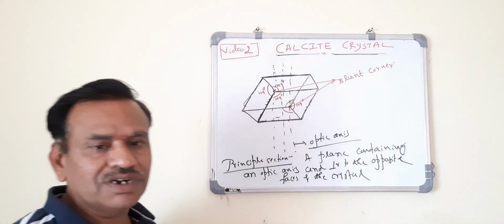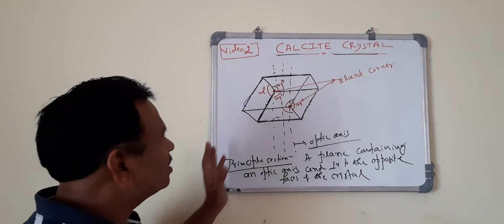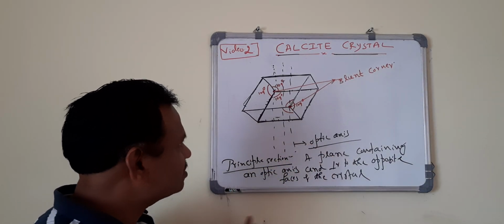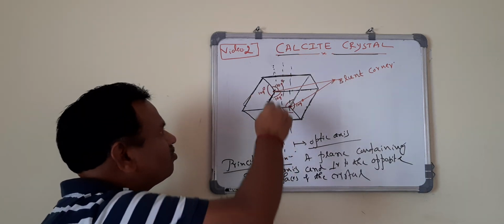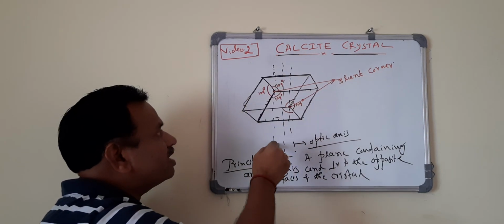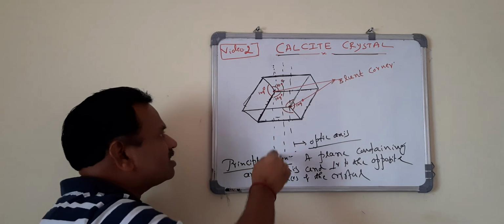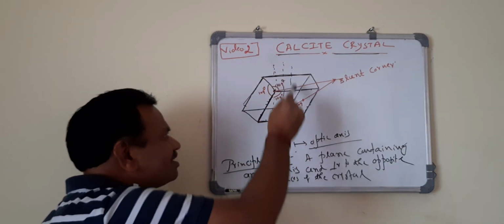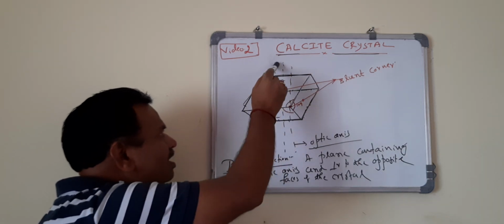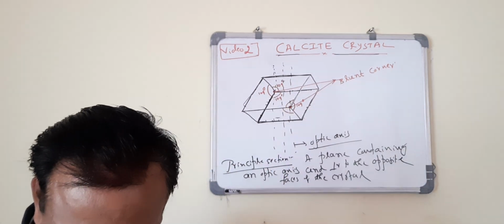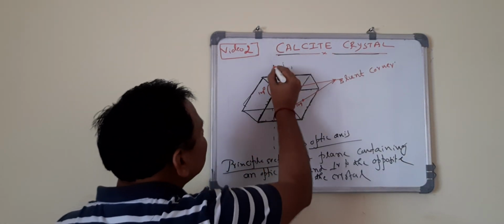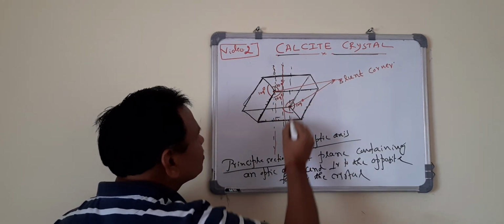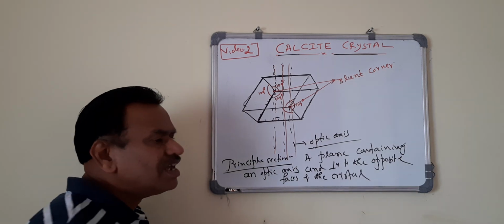Principal section. Here, what is most important is optic axis. Optic axis means it is a line that is normally passing through the blunt corner. Here, any of the line, not necessarily this line, this line, this line, all are parallel to this line only. All the lines, you see, it is a reference line, you can say. All lines parallel to this, all are optic axis.